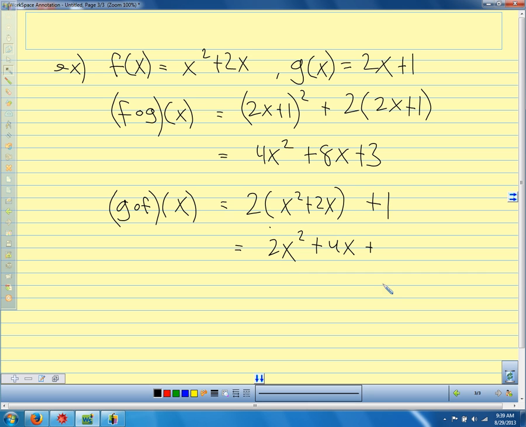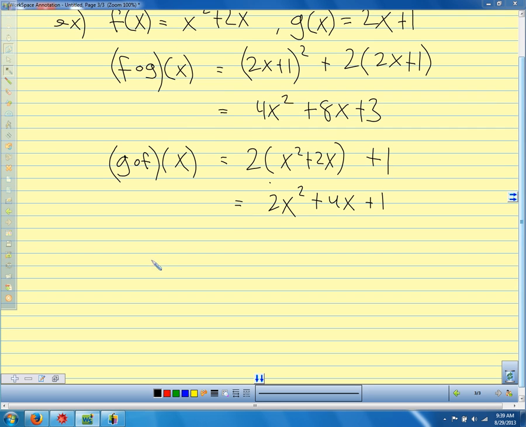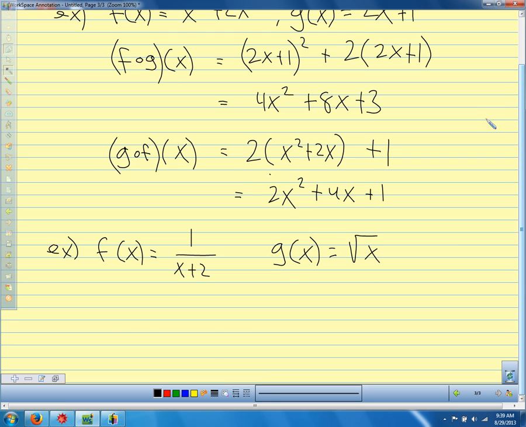So let's look at one where we do have to worry about the domain. Let's say that f of x equals 1 over x plus 2. And g of x equals the square root of x. Let's form f of g. So what's f of g going to be here?